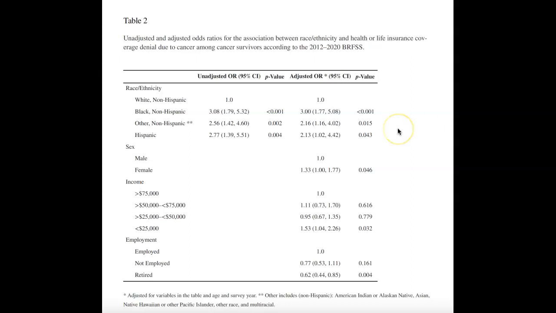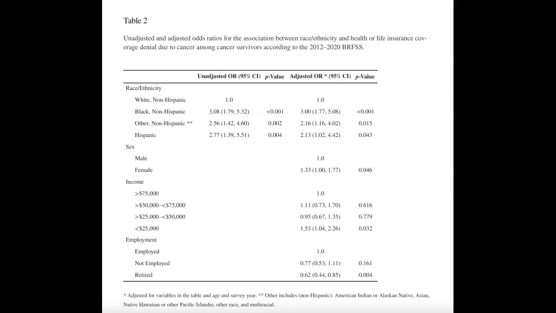I'll start by looking at those who identify as Black, non-Hispanic, and I would take 3.08 minus 3.0 divided by 3.0 times 100. This percent change is much less than 10%, so I would conclude that there isn't confounding for that specific level of race ethnicity. I would then go on to looking at other non-Hispanic, and if I compare 2.56 to 2.16, if I calculate that percent change by taking 2.56 minus 2.16 and then dividing that by 2.16, I get a percent change that's actually a little over 18%.